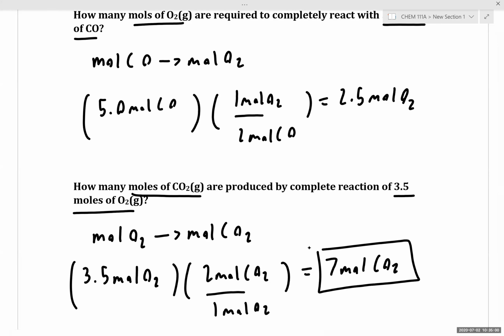Does this example make sense to everyone? So we're used to doing these mole to mole conversions, but this time we always have to check, do we have a balanced equation?